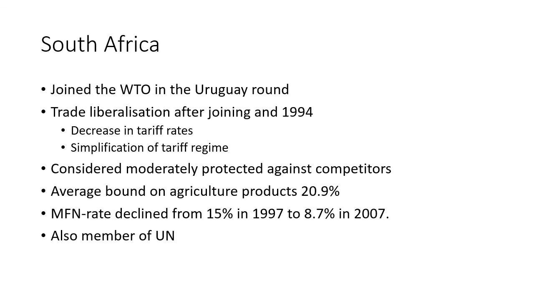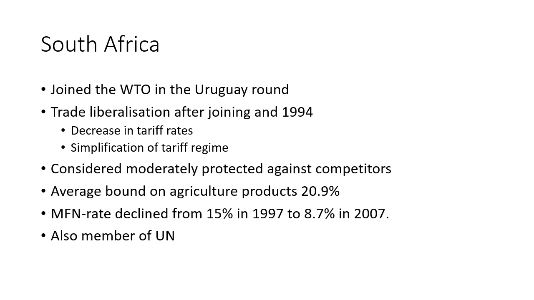They followed very much trade liberalization from the end of apartheid, which was just trying to simplify the tariff regime that was in place and by decreasing the tariff rates. And they've always tried to consider the idea, okay, we're going to have a moderately protected economy against our competitors. We're going to keep our average bound on agricultural products at about 20.9%. And they also experienced that their most favored nation rates have declined from 15% in 1997 to 8.7% in 2001.